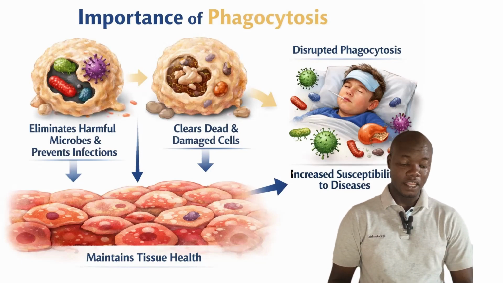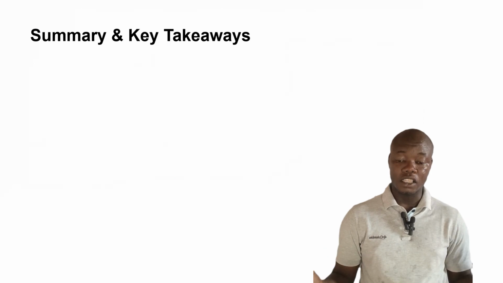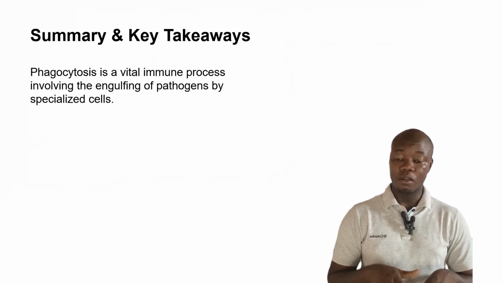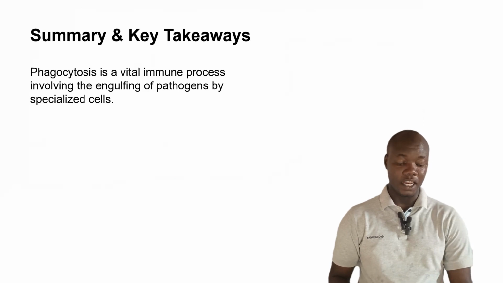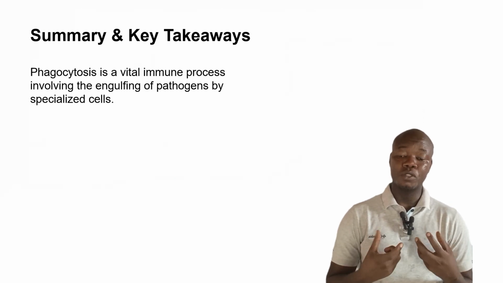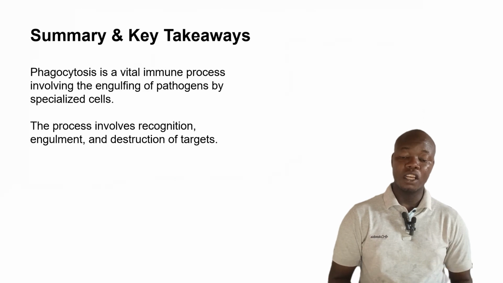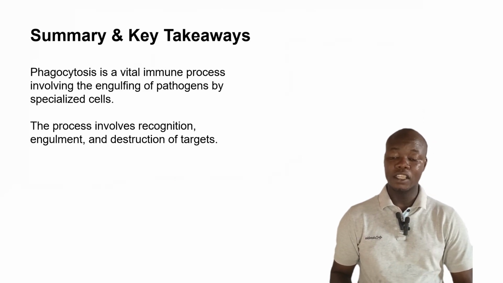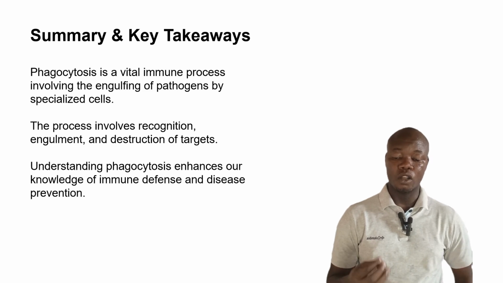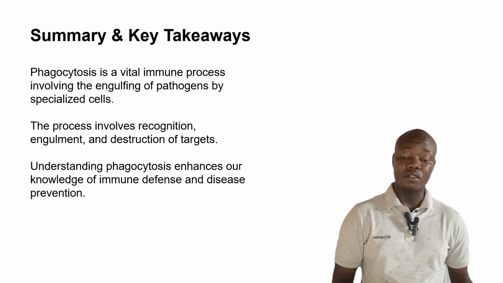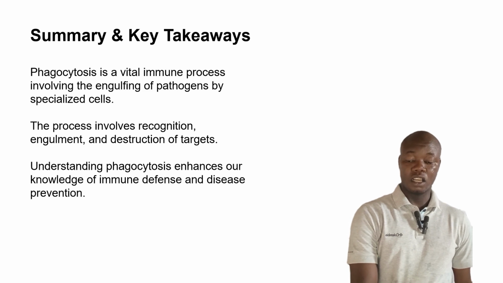So what are the summary and the key takeaways in this lecture? Phagocytosis is a vital immune process involving the engulfment of pathogens by specialized cells, and the process involves recognition, engulfment, and then destruction of the target. Understanding phagocytosis enhances our knowledge of immune defense and disease prevention.